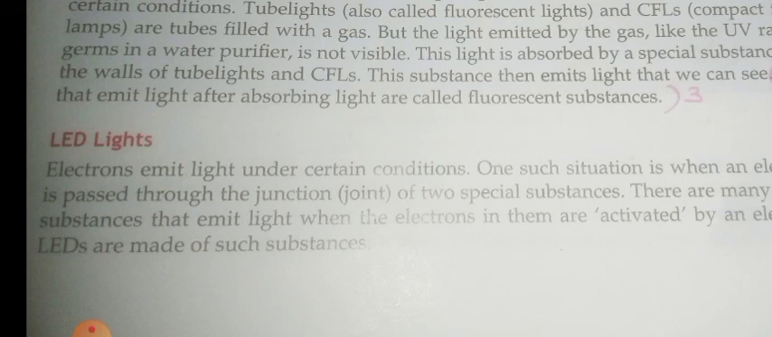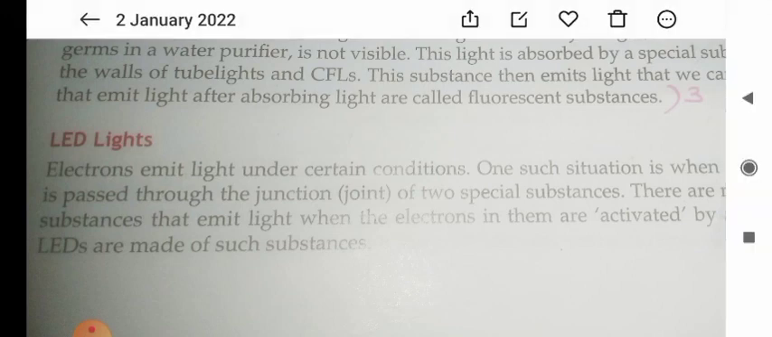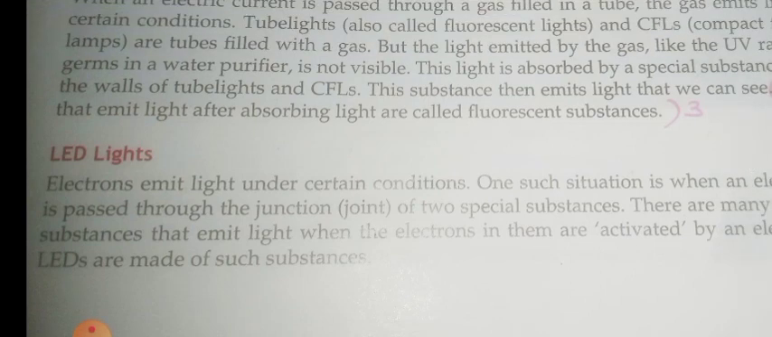There are many such pairs of substances that emit light when the electrons in them are activated by an electric current. LEDs are made up of such substances. So when current is passed through the junction or joint of two special substances, they emit light, and that is called LED lights. Okay, and this is about the sources.